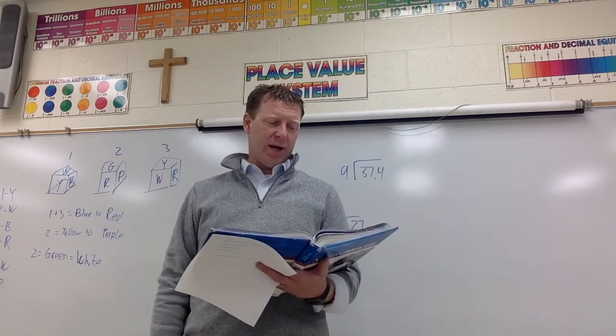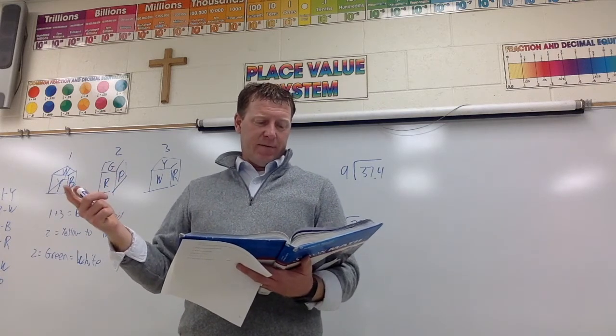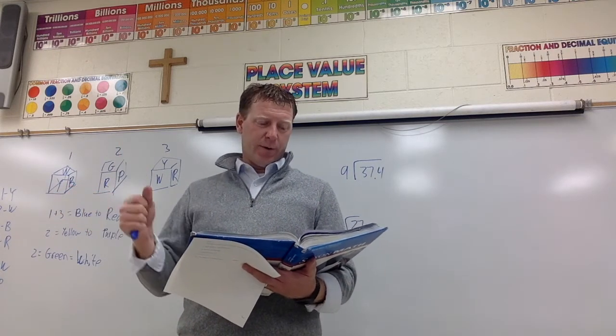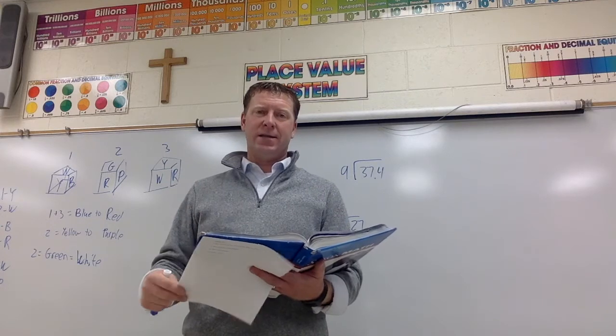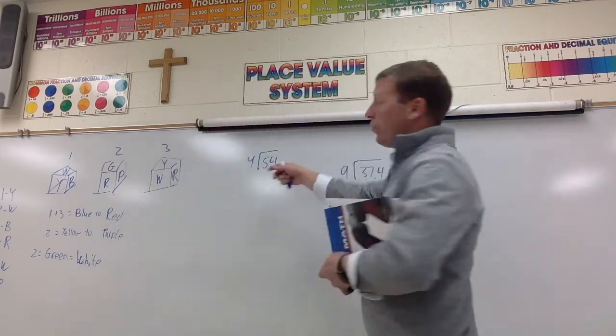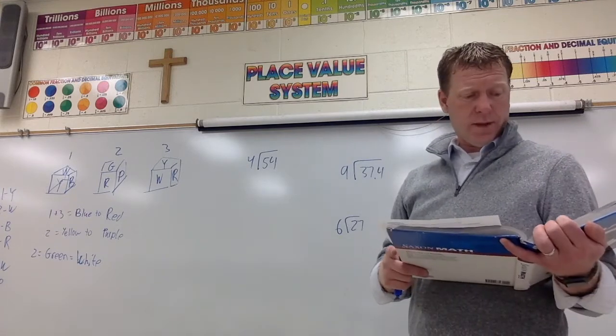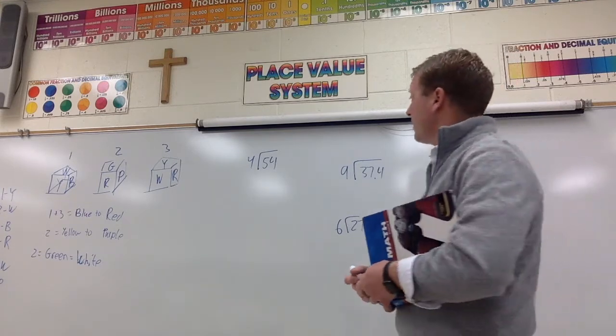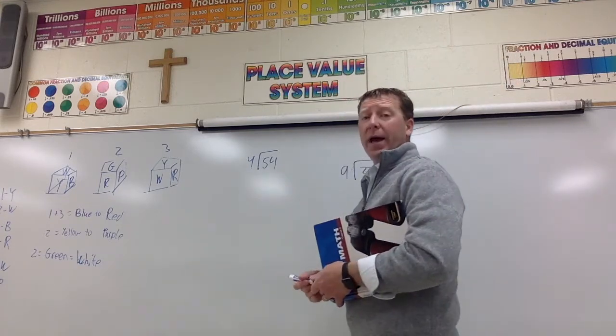Example 1 says, divide 54 divided by 4 and write your answer first with a remainder, then as a mixed number, then as a decimal. Okay, so here we go, 6th grade. I have it on the board. I have 54 divided by 4. Set up, and away I go.